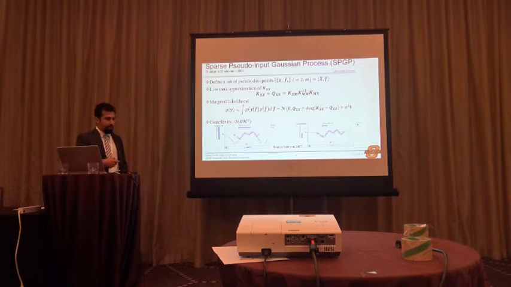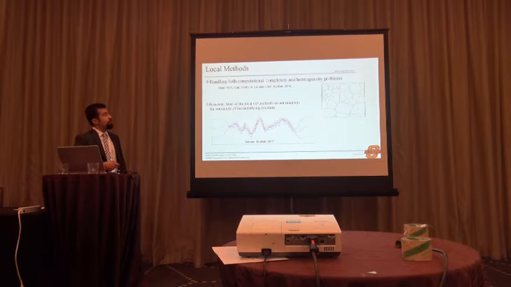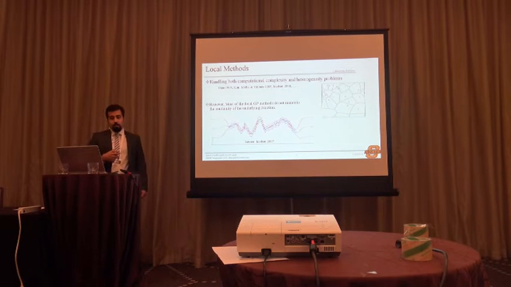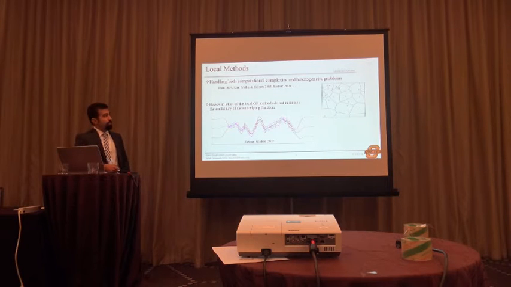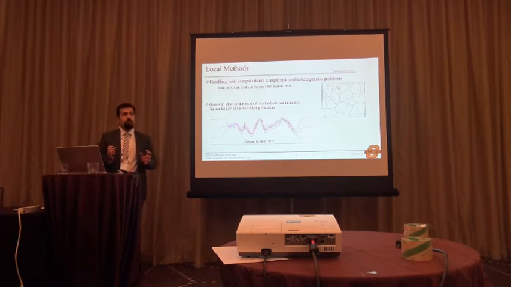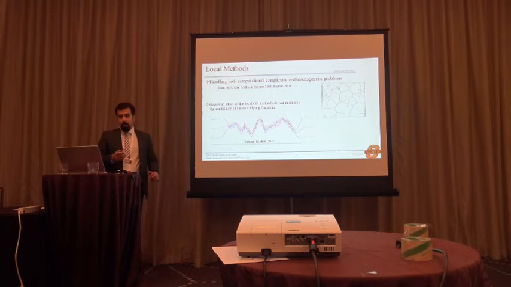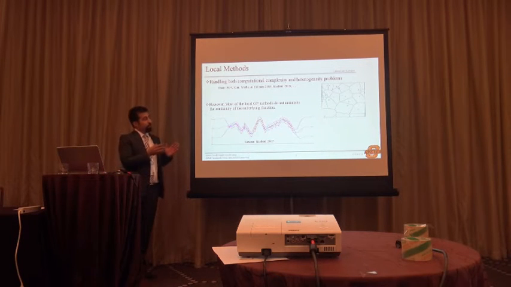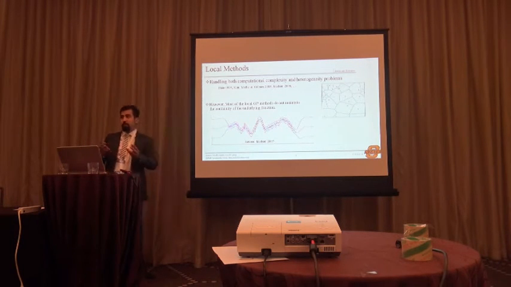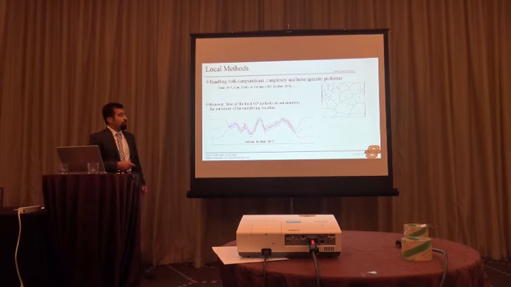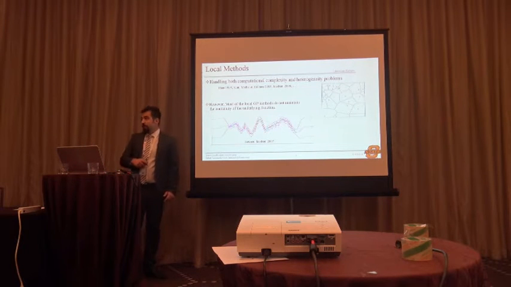But in order to handle both challenges, we need to use local models. In these local models, we decompose the domain into smaller subdomains and apply local Gaussian processes in each of these subdomains separately. In this case, we can handle both heterogeneity and computational complexity. But the problem is that most of these local models suffer from discontinuity on the boundaries of subdomains.